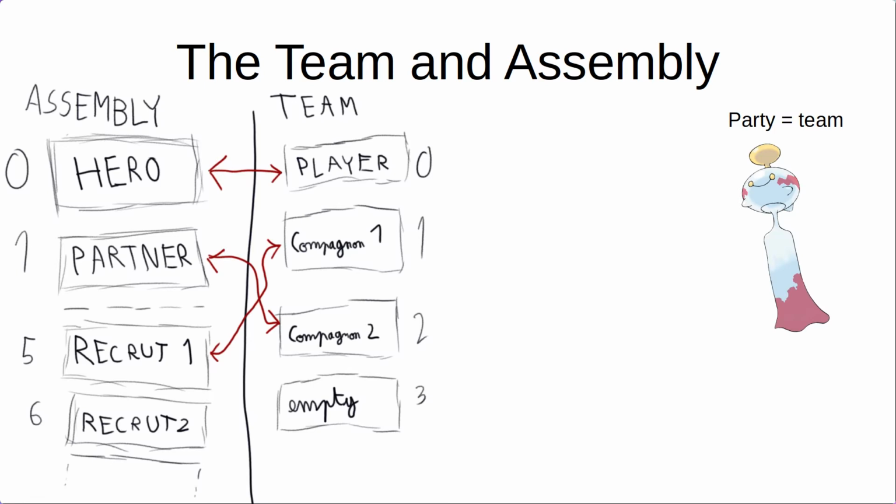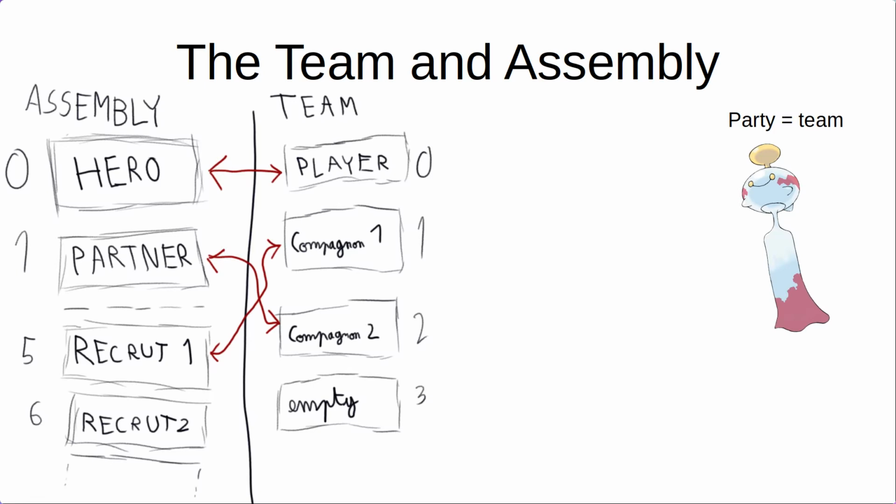So for example, the first companion can be the recruit, which is for example located at the ID 5, and the second companion might be the partner, which is the second element in the list, with the ID 1 as it starts with 0. So about the ID of the Pokémon in the assembly.